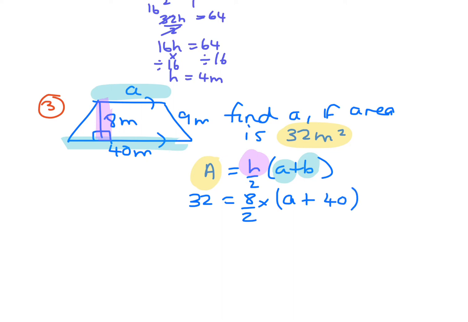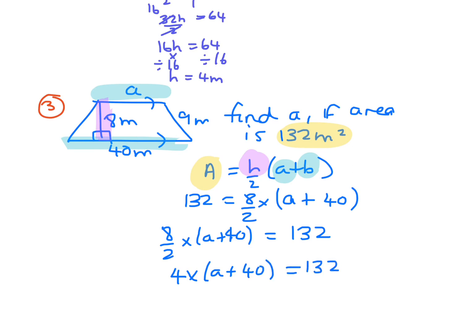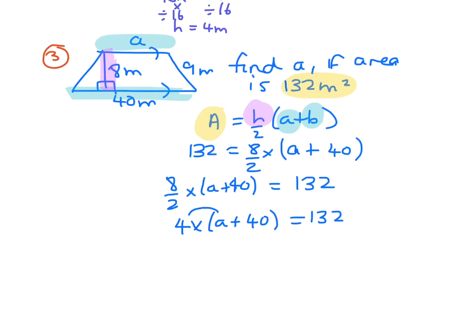Swap the sides. So we get 8 over 2 times (a plus 40) equals, actually, instead of making that 32, can we make it 132? Okay, just so I'm sure that it is actually big enough. Equals 132. 8 over 2 is 4, times (a plus 40). Yeah, good. And expand the brackets.